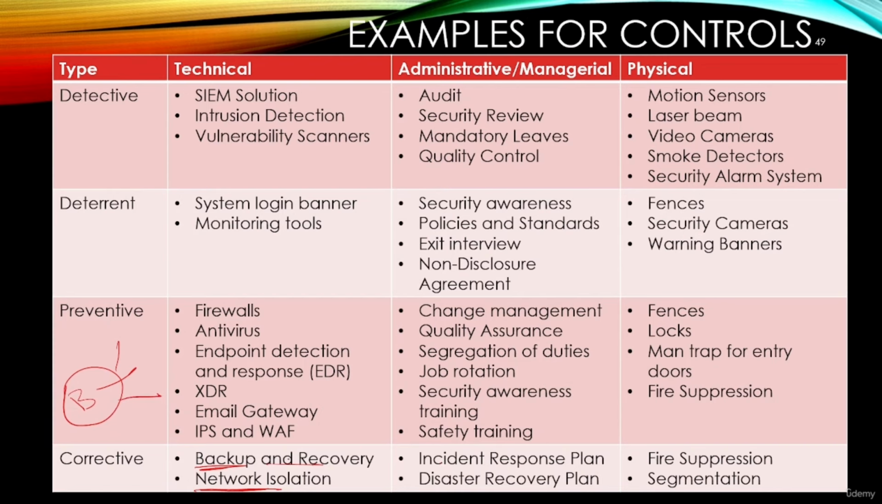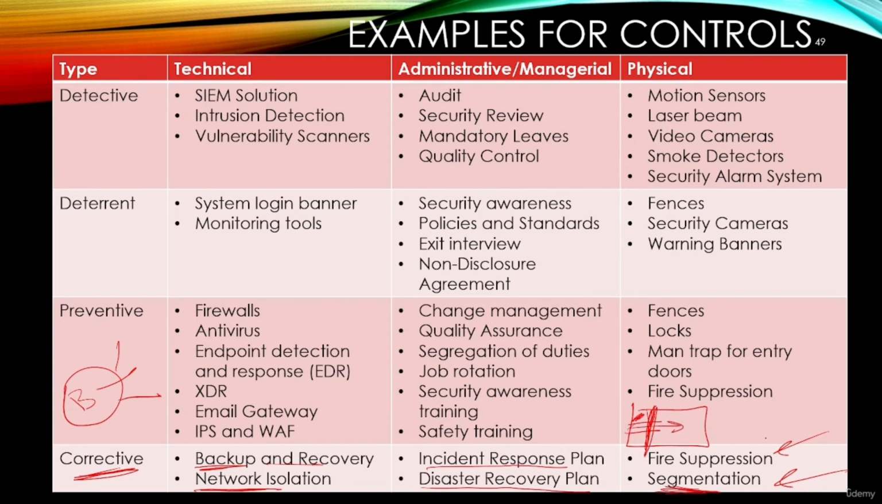For administrative corrective controls, we can say that the incident response plan and disaster recovery plan, which help in minimizing business disruption, are types of administrative corrective controls. For physical corrective controls, a fire suppression system and physical segmentation could be examples. Physical segmentation can be, for example, if I have multiple rooms or multiple corridors, and if a fire broke out in this area, it will be totally segmented from the entire building. So we can make sure that the fire will not spread.